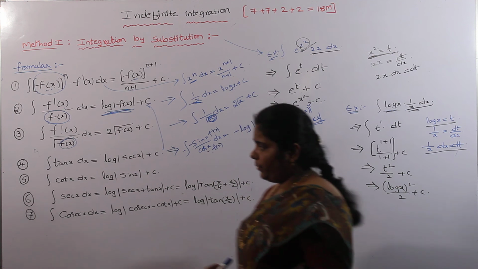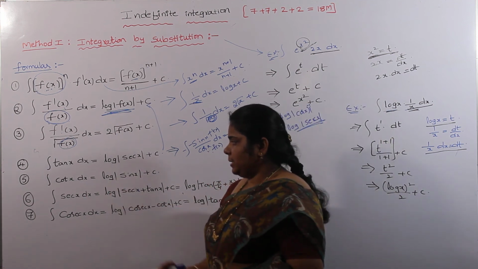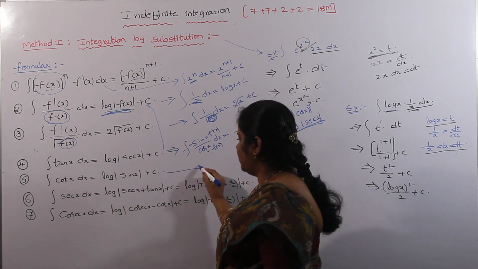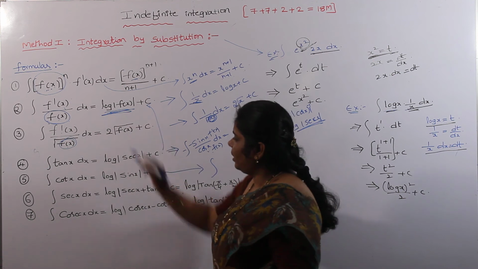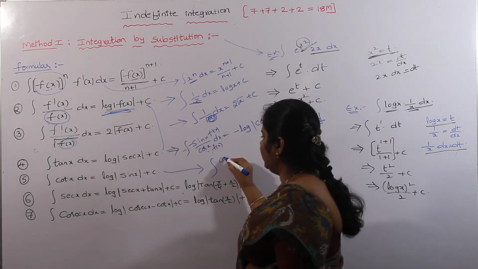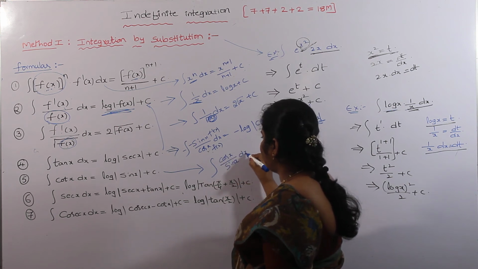Okay, next formula, integral of cot x dx. Integral of cot x dx formula is log mod sin x. This is also from this formula. How we get this? Integral of cot x can be written as integral of cos x by sin x. Cot can be written as cos by sin.